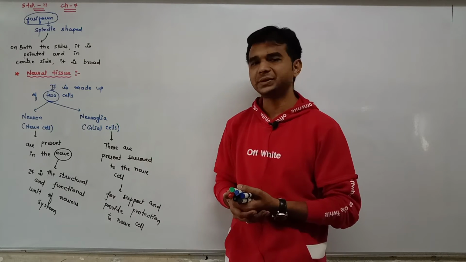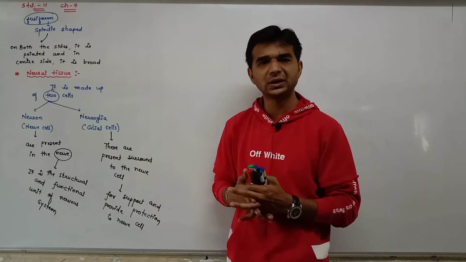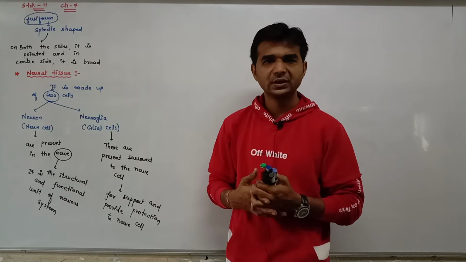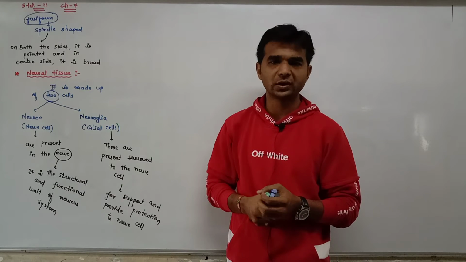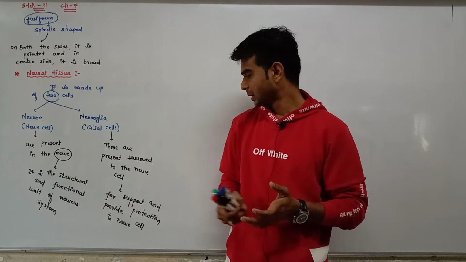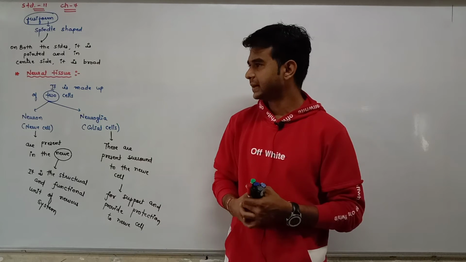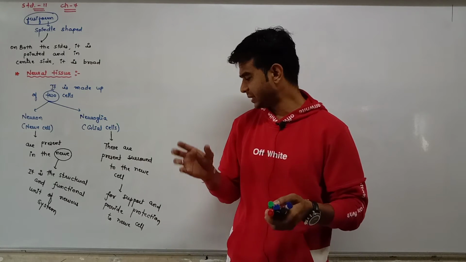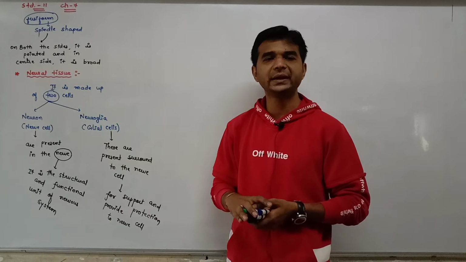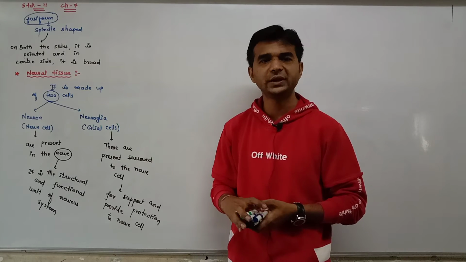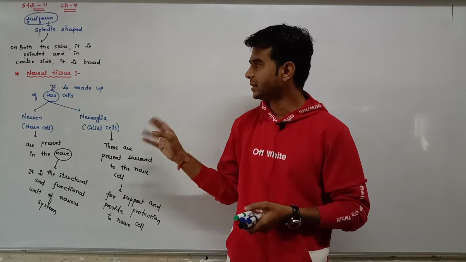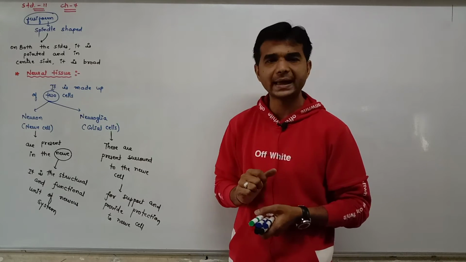Whereas glial cells are present surrounding the neurons. So it is helpful for giving support as well as providing protection to the neuron. And that's why it is known as neuroglia.